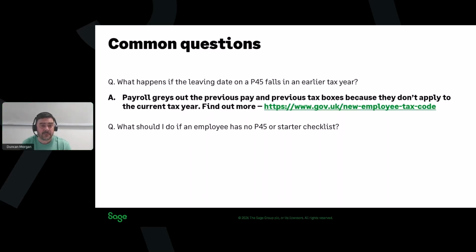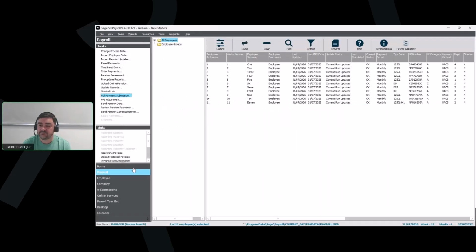Next question. What should I do if an employee has no P45 or starter checklist? So obviously you need to create the employee record if they need to be paid. So in this instance, you would select P46, but when it comes to choosing a starter declaration, you would choose the option for none. So just to show you what I mean there, I just bring payroll on screen.